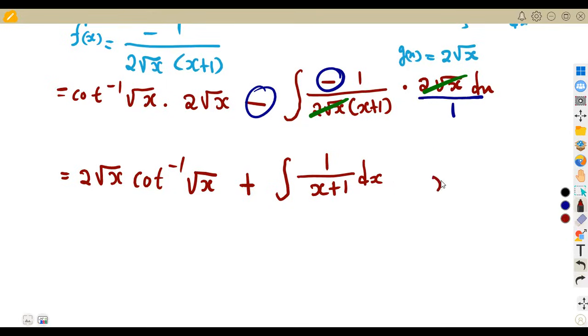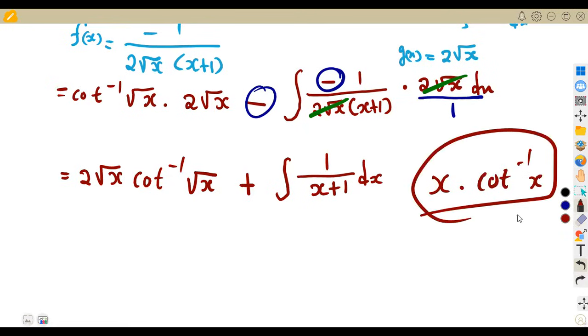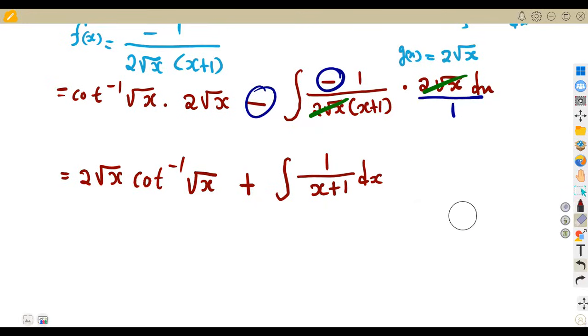Maybe you can have another condition whereby you are working with another by parts. If we don't know what's going to happen there, it depends on the question. So here, this is what we have. And how do we integrate 1 over x plus 1?